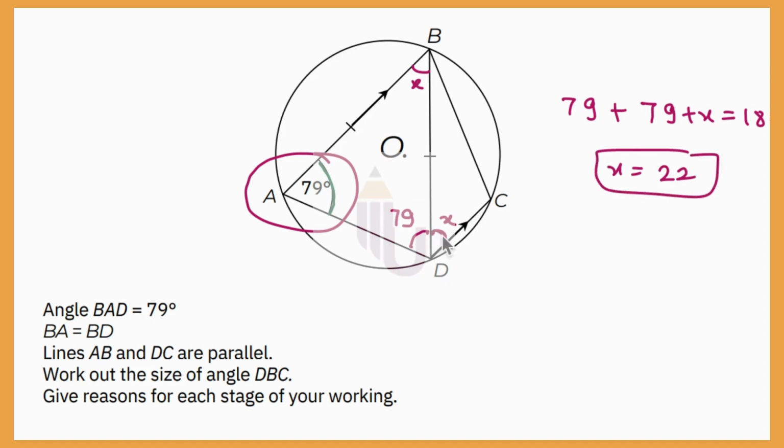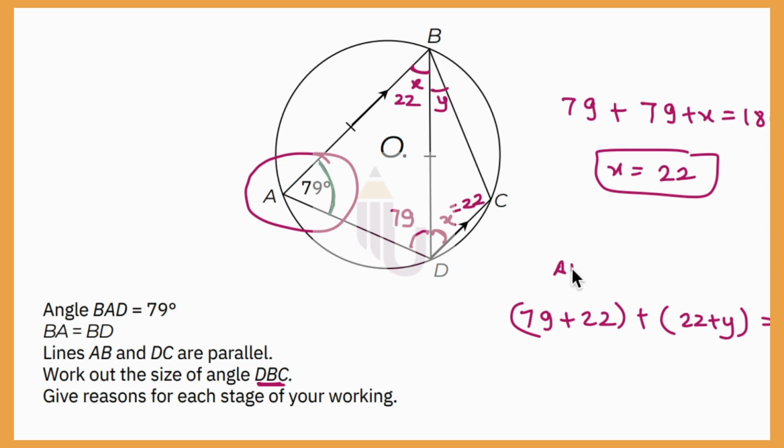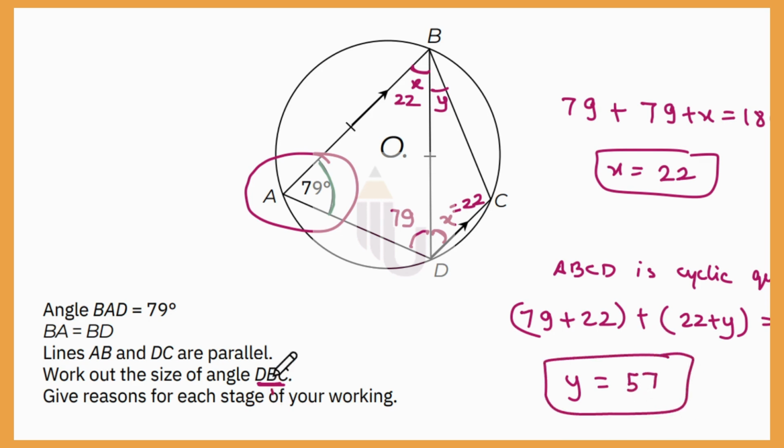Once I got the x value, I can try to find DBC. DBC, this is 22, this is also 22. Let's say this is y. So I can say that angle D, which is 79, plus 22 plus 22 plus y, angle B, is equal to 180, because ABCD is a cyclic quadrilateral. So on solving, we can very easily get the value of y. That will come out to be 57, and that's it. We are done with the question.